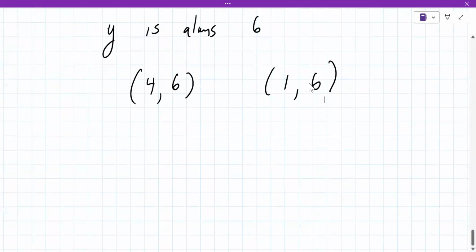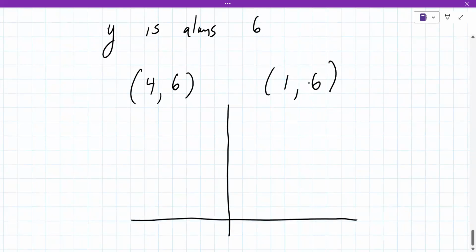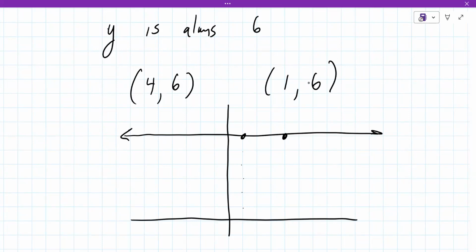Okay, now let's graph these 2 points on the graph. Here's 1, 2, 3, 4, 5, 6. There's 1, 6. There's 4, 6. There's only one line that connects 2 points. Do you remember the name of this line right here? No, but I'll probably remember it if you give me a refresher. This is a horizontal line.